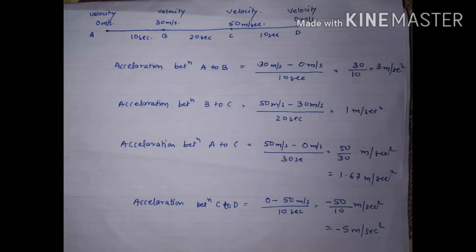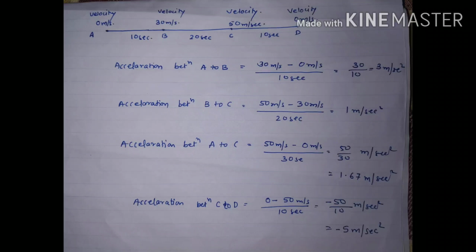So in this example, person A is traveling from A to C. First he is traveling from A to B. His initial velocity, when he starts his motion, is 0 meter per second, and in the next 10 seconds he increases his velocity from 0 to 30 meter per second. When he reaches B, his velocity has become 30 meter per second, and then in the next 20 seconds he further increases his velocity from 30 to 50 meter per second when he travels from B to C. Now let's calculate the acceleration, which means the rate of change of velocity, between interval A to B.